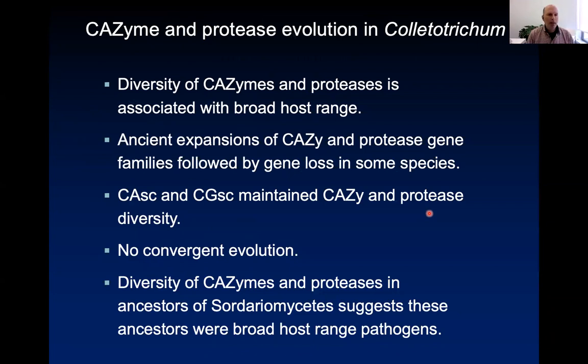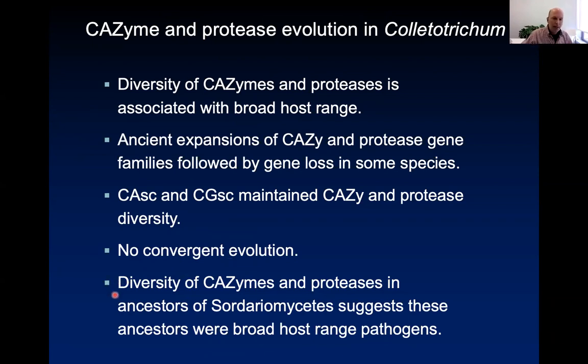So we can say that the diversity of the CAZymes and proteases that we find in Acutatum and Gliosporides seems to be associated with a broad host range, and that there were ancient expansions followed by gene losses in some species. But the Acutatum and Gliosporides species complexes have maintained the diversity in these families. And this is not a case of convergent evolution.